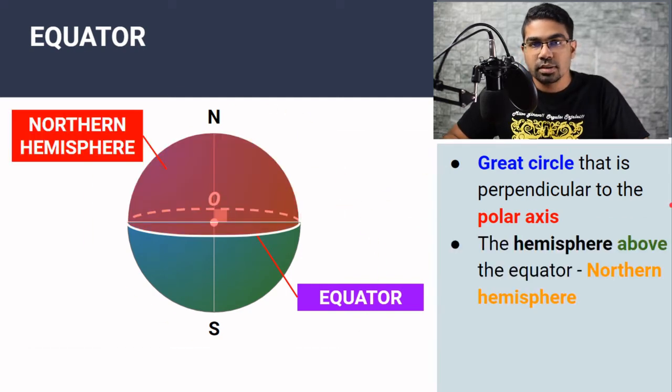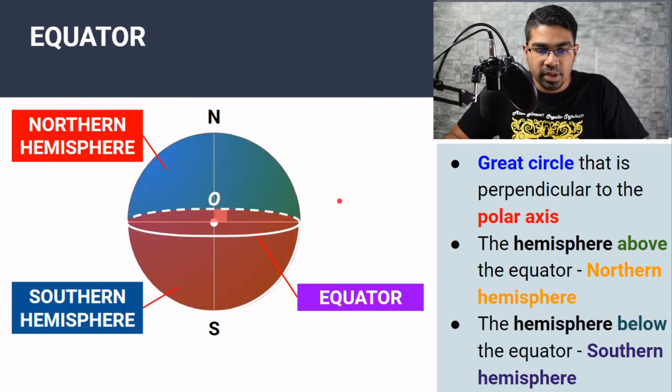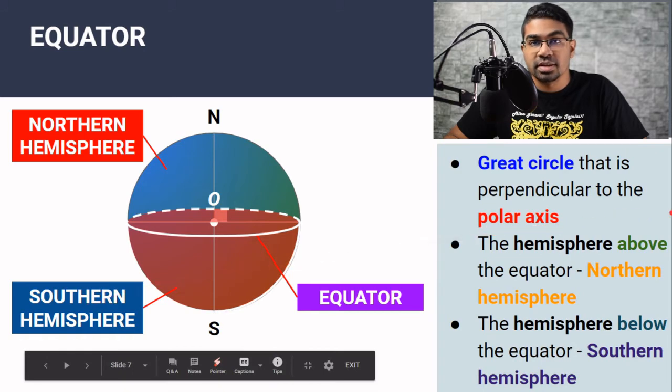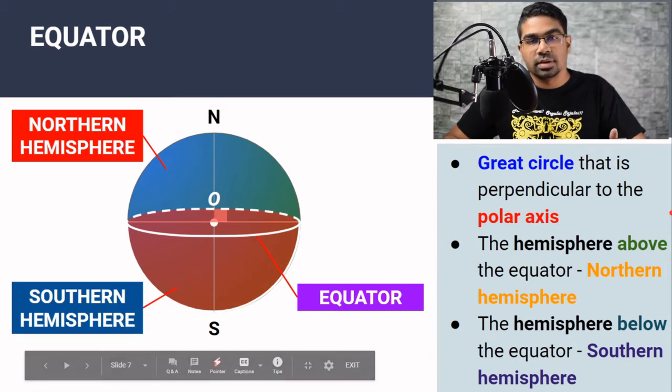The equator divides the earth into two hemispheres. The half sphere that is above the equator is known as the northern hemisphere, and the hemisphere below the equator is known as the southern hemisphere. So we have north and south.